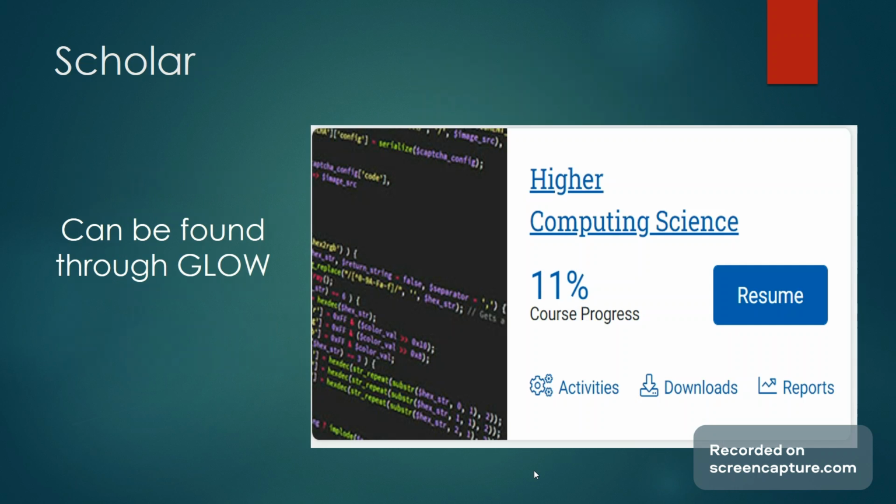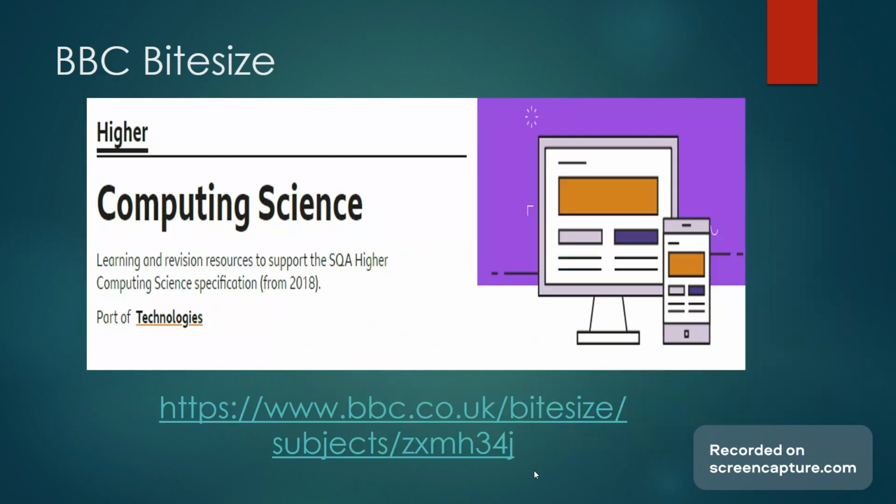Scholar is another resource that students can use to learn and to practice. They can access it through Glow, and it's got all the information that is covered in computing science at higher, as well as progress questions and things like that, and little tests. So a really good additional resource for practicing. BBC Bitesize offer computing science questions and information. It's slightly less detailed, but their end of unit tests are a good judge to see if you know the basics of each unit, and there's a link on the screen that you can follow to get to there.